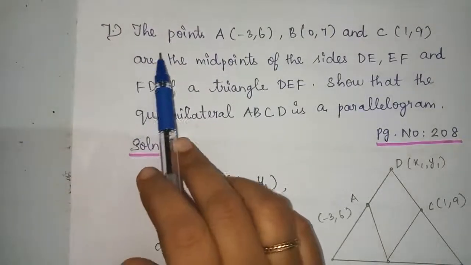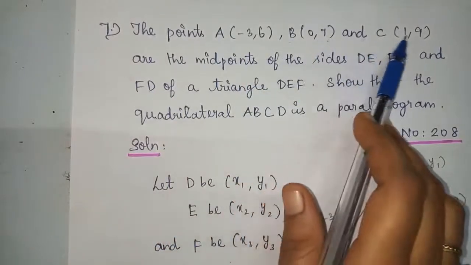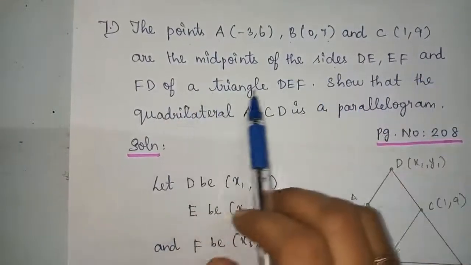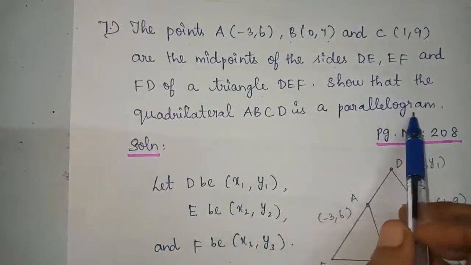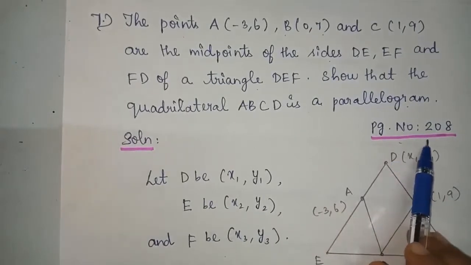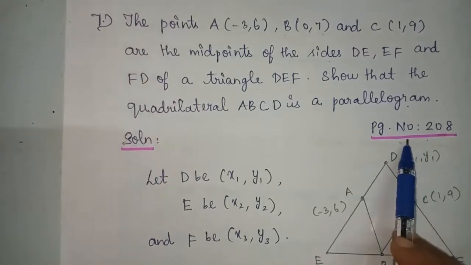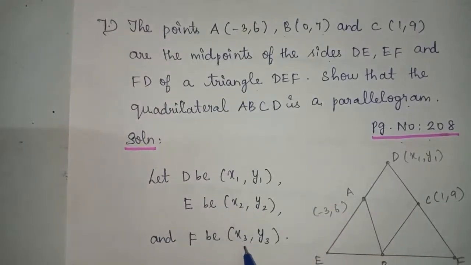Problem number 7 in exercise 5.3. The points A(-3, 6), B(0, 7) and C(1, 9) are the midpoints of the sides DE, EF and FD of a triangle DEF. Show that the quadrilateral ABCD is a parallelogram. So this problem belongs to the same page number 208. Already we saw one model problem like this, that is problem number 4 in example 5.3. So you are going to find the coordinates of x1, x2 and x3 same like sum number 4.